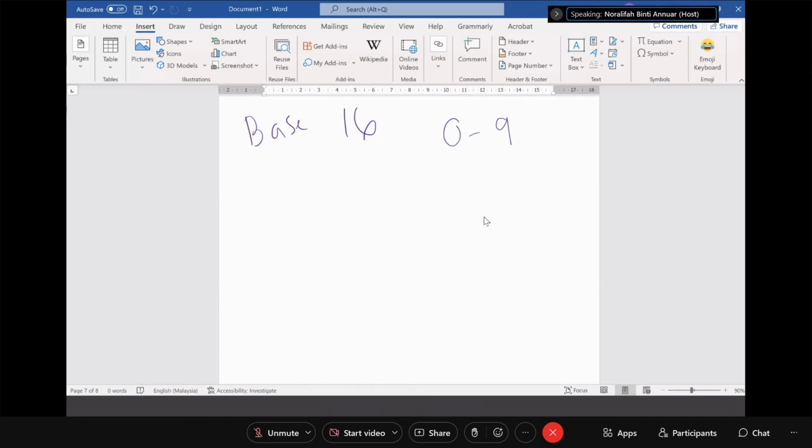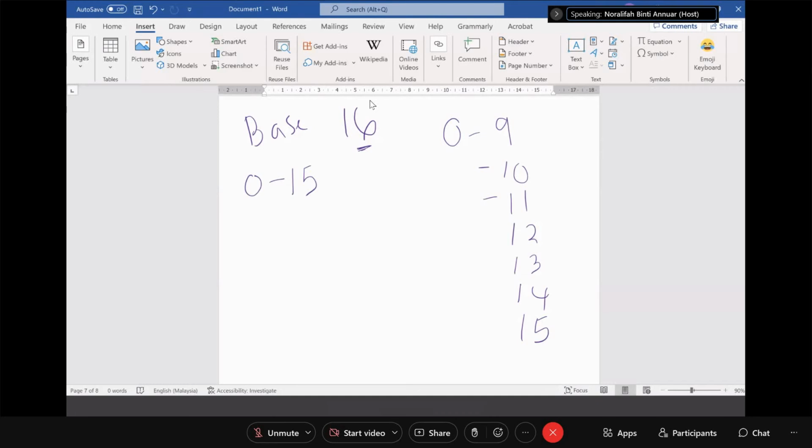Up to 15, because it's base 16, starting from 0 until 15. Semua sekali ada 16. You kira 0, 1, 2 until 15, so it's base 16.